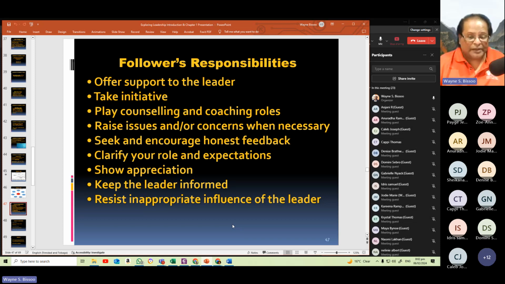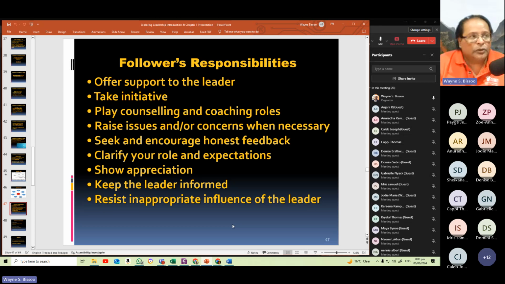Clarify your role and expectations. So if you are in a position as a follower within an organization, you need to make sure that you understand what you are supposed to be doing, both in terms of your expected role as opposed to what you're actually supposed to do. You need to understand those things. What are your objectives? What are you allowed to do? What are the boundaries in which you operate? That has to be clarified for you.